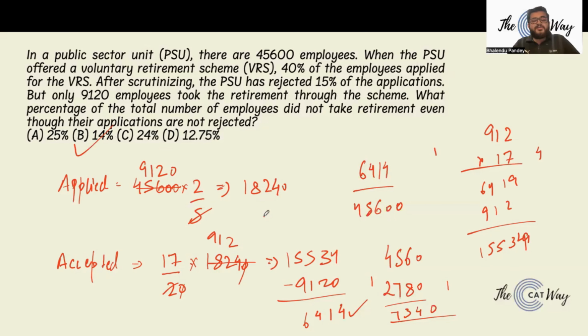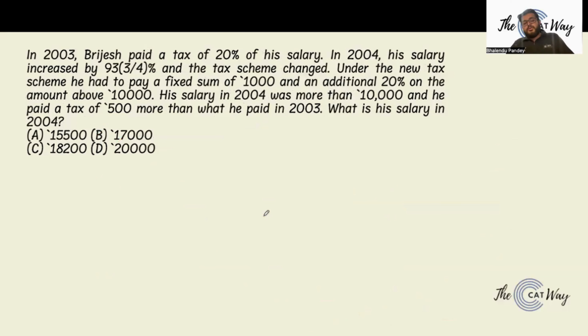Okay, let's move ahead. The question is that in 2003, Brijesh paid a tax of 20% on his salary. Now in 2004, his salary increased by 93 whole 3 by 4% and the tax scheme changed. Under the new tax scheme, he had to pay a fixed sum of 1000 and an additional 20% on the amount above 10,000. His salary in 2004 was more than 10,000 and he paid a tax of 500 more than what he paid in 2003.